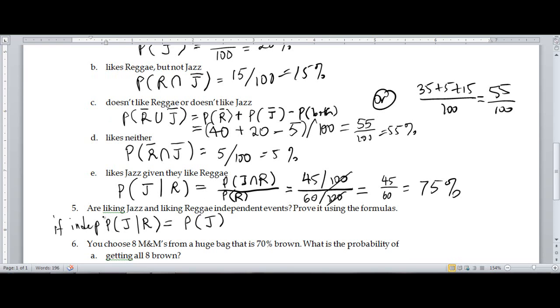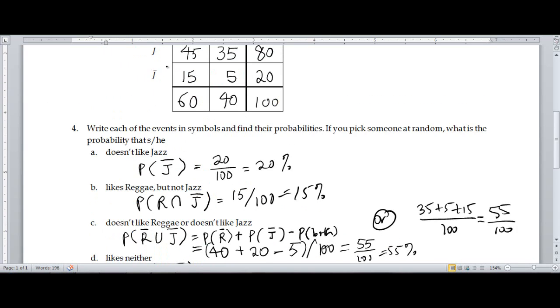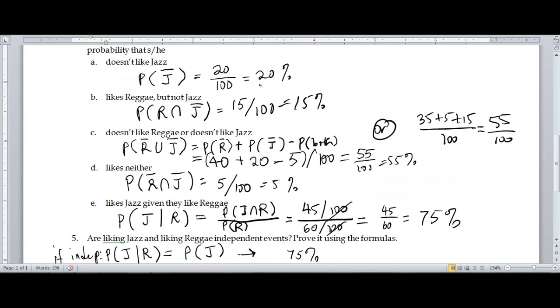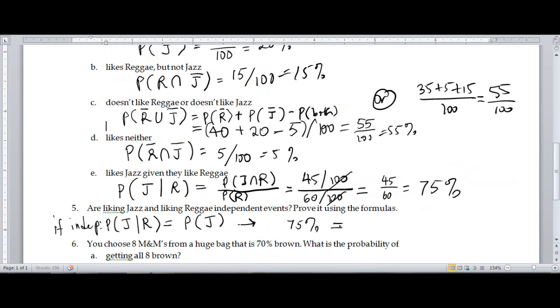That's from your notes. What's the probability of liking jazz given reggae? Well, we calculated that to be 75%. And the probability of liking jazz, we calculated it up here, or you can look at it up here: 80 out of 100 like jazz. 75% is not equal to 80%. So therefore, liking jazz and liking reggae are not independent events.